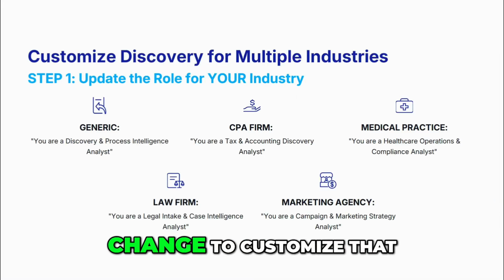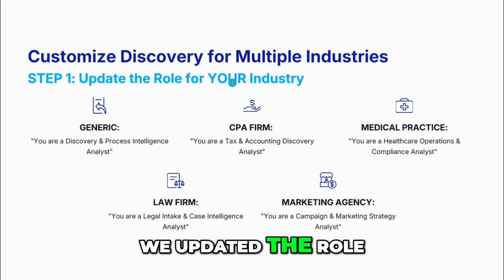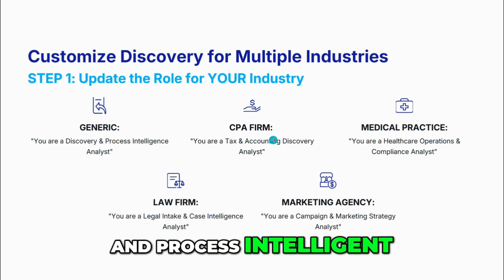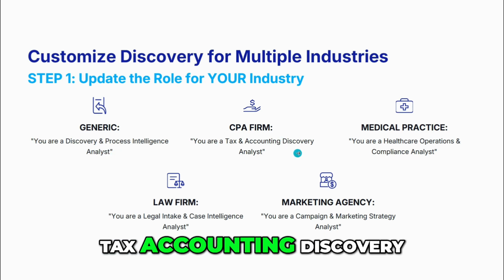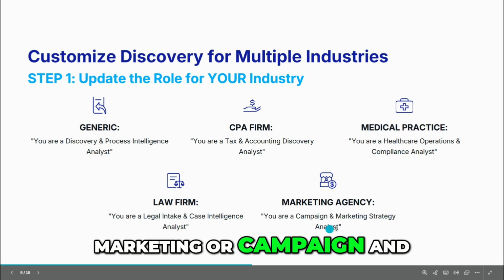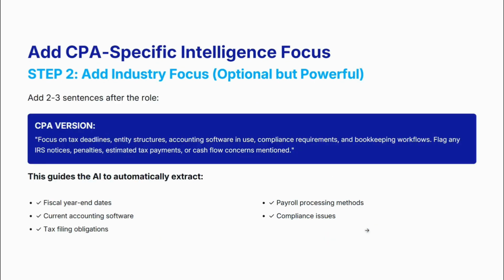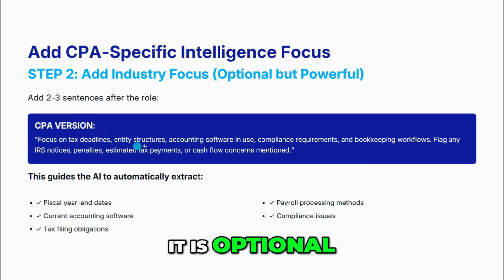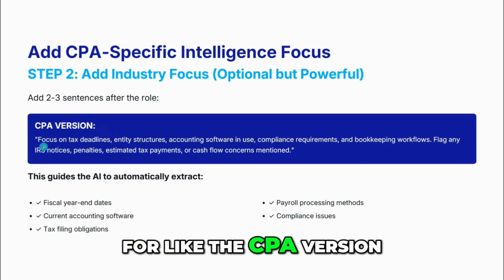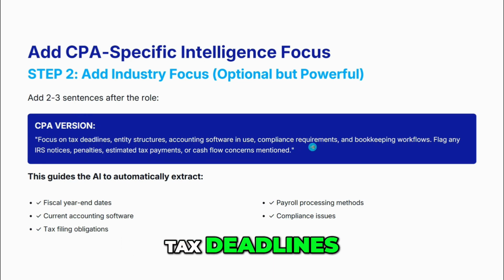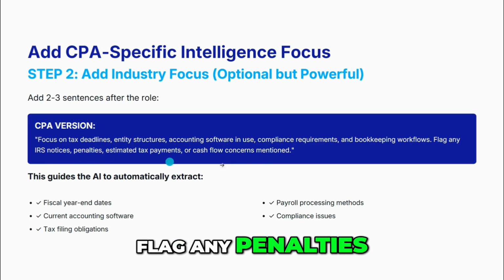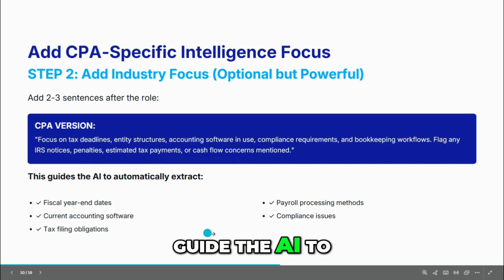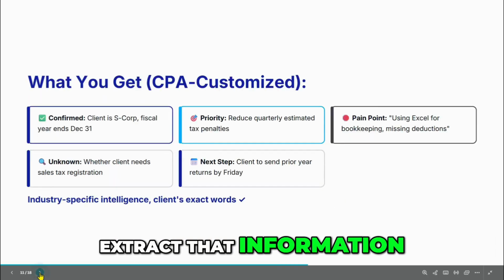Now, what did we change to customize that? We updated the role for your industry. So for mine, we were a discovery and process intelligence analyst. For CPA, you can be a tax accounting discovery and campaign marketing strategist. The next thing that you're going to change is the industry focus. It is optional, but I highly recommend it. For the CPA version, we're going to focus on tax deadlines, compliance requirements, flag any penalties, estimated payments, and then this will guide the AI to automatically be able to extract that information.